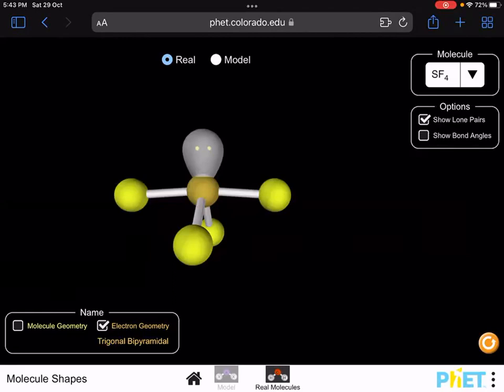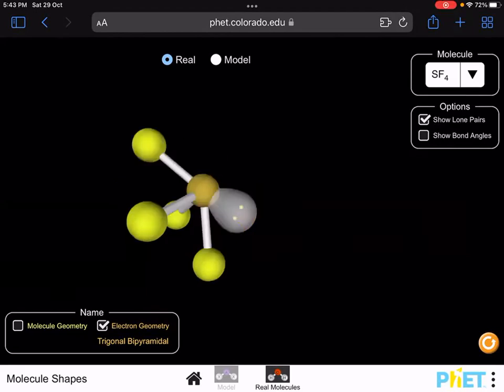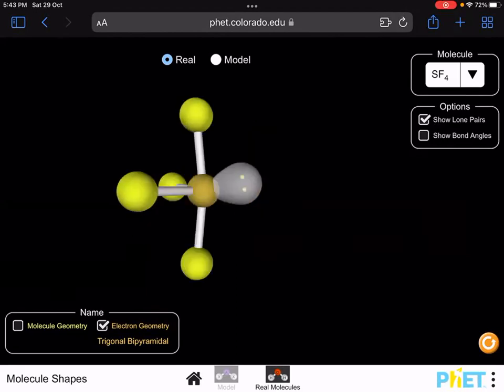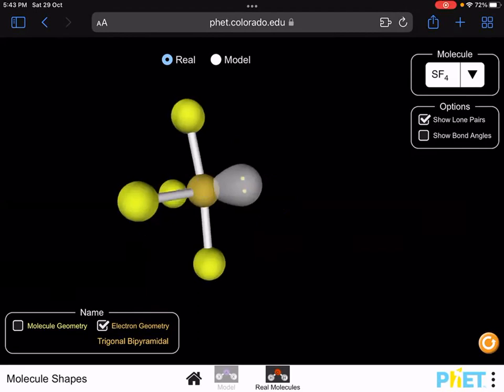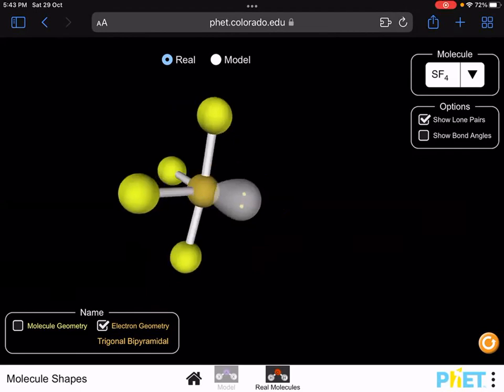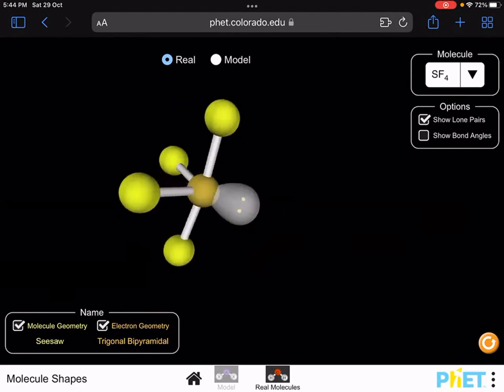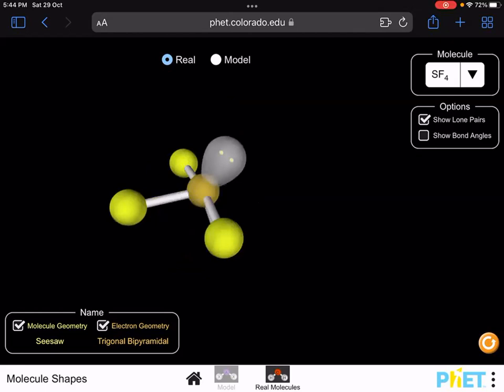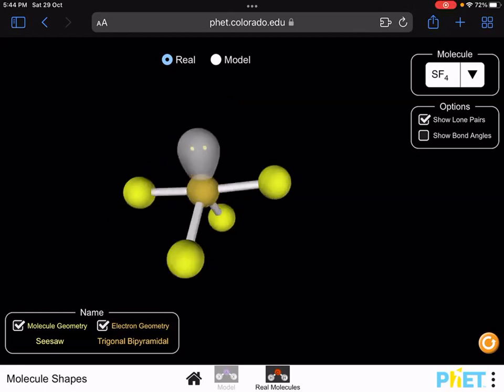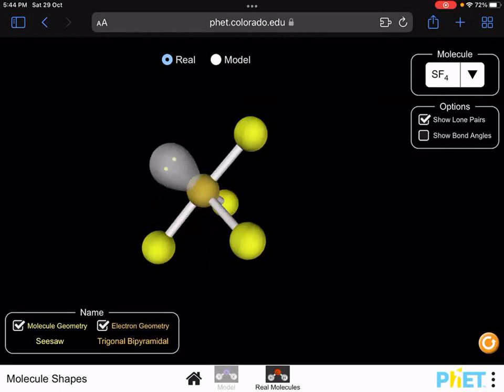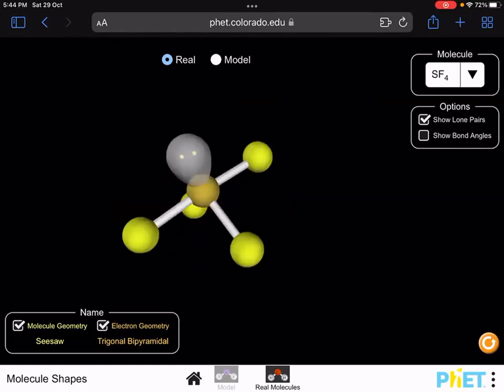Last time we discussed the SF4 molecule. What is the structure of the SF4 molecule? Seesaw. So look here. When you have the molecule, the electron geometry is trigonal bipyramidal, and the molecular geometry is seesaw. So overall, without counting your lone pair of electrons, it's seesaw. Now you bend it, it becomes like a seesaw, no? Seesaw, right? Am I right or not?